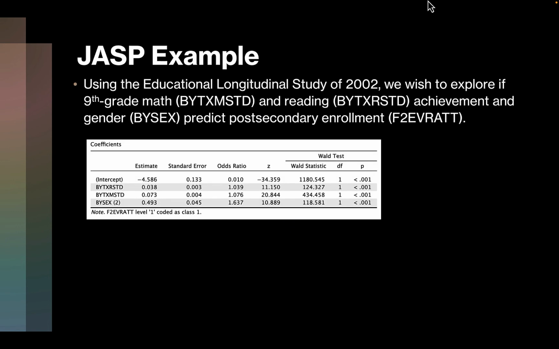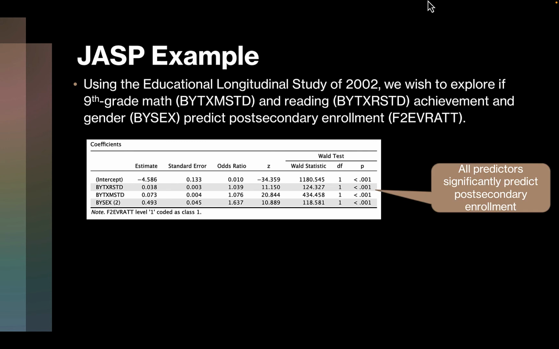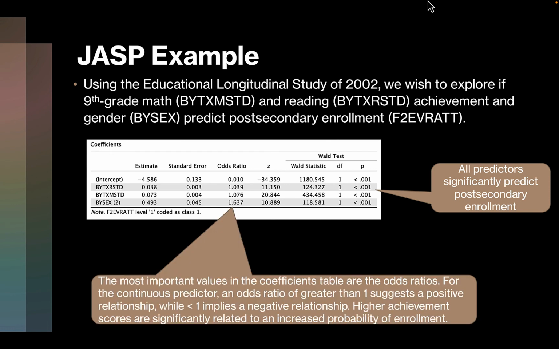All right, so now we're going into our coefficients table. And as I mentioned, for each independent variable, we run a Wald test, which is a chi-square test, and we're getting a p-value on each independent variable. All right, and we notice right away that all predictors significantly predict post-secondary enrollment. And the most important values in the coefficients table are the odds ratios.